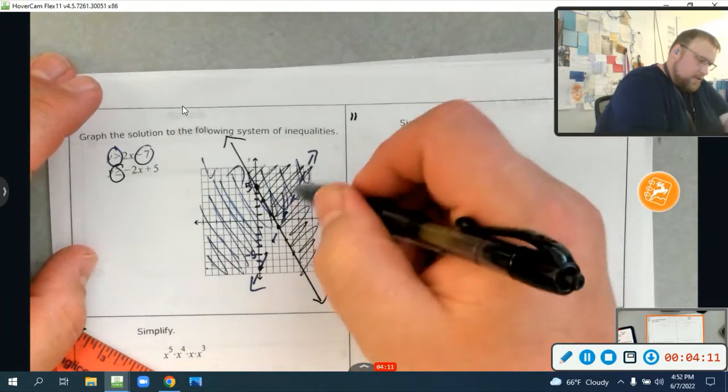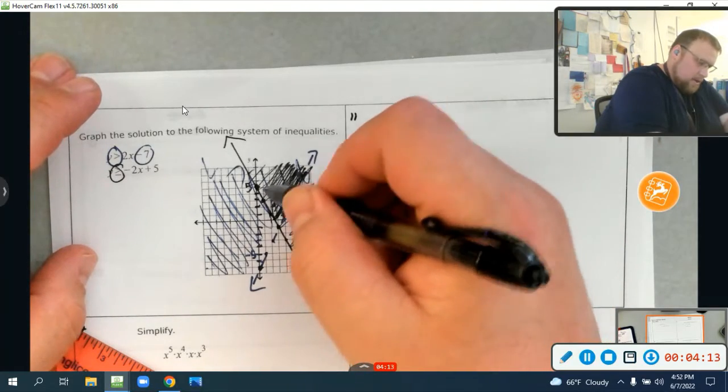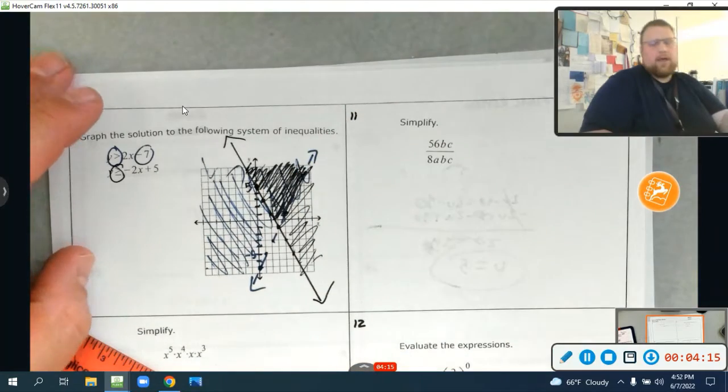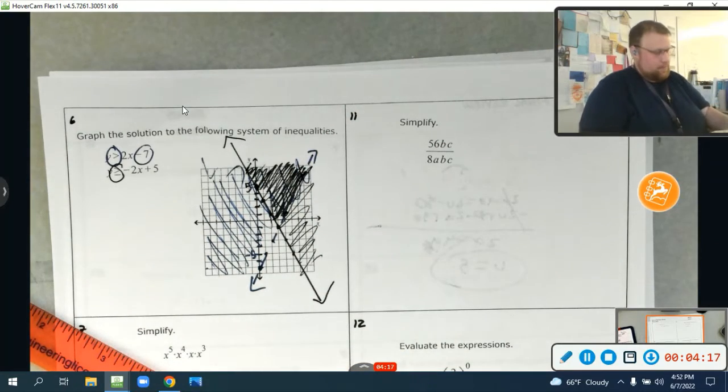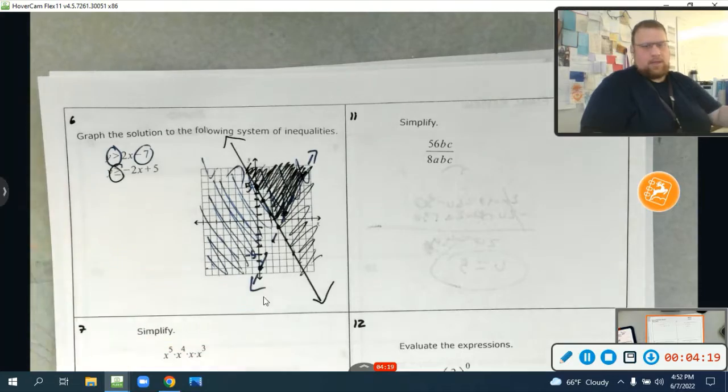And where do we see these two lines the same? Right here in this upper region. There we go. Let's keep rolling.